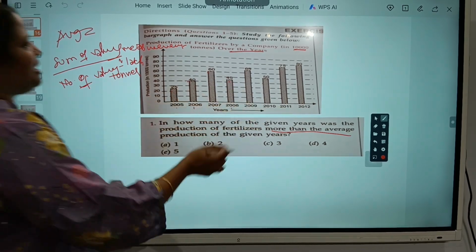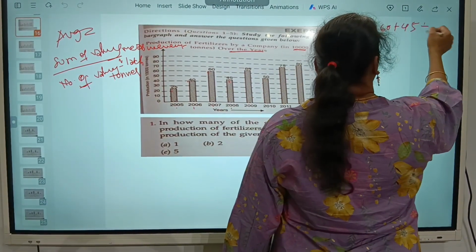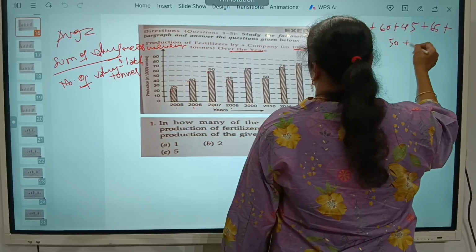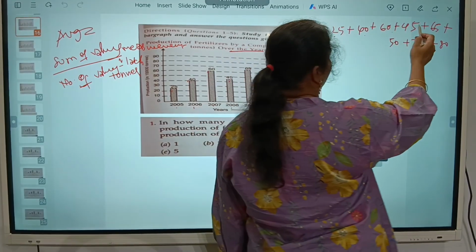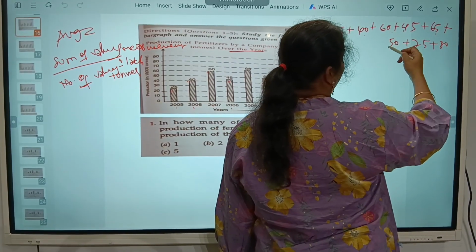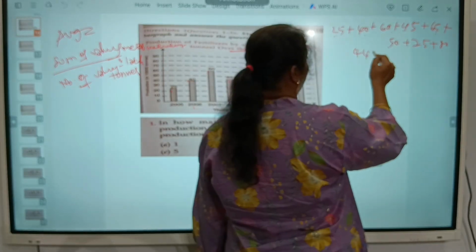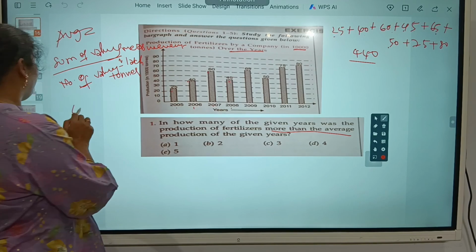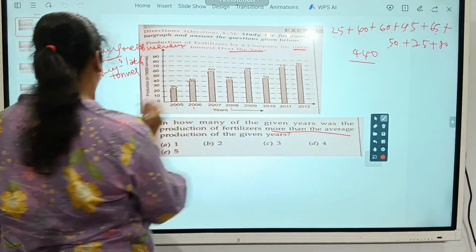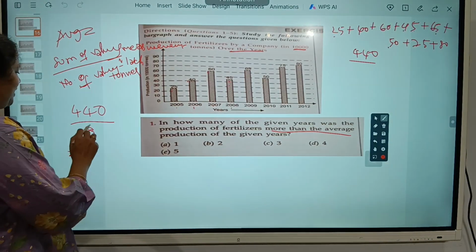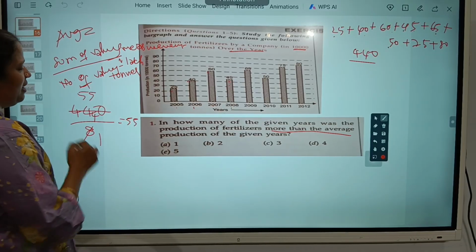So we will sum up all these values. 25 plus 40 plus 60 plus 45 plus 65 plus 50 plus 75 plus 80. So it comes to 65, 125, 130, 170, 235, 285, 360, 440. 440 divided by how many values are there? 1, 2, 3, 4, 5, 6, 7, 8. 8 values. So the average will be 440 divided by 8, which is 55 lakh tons.